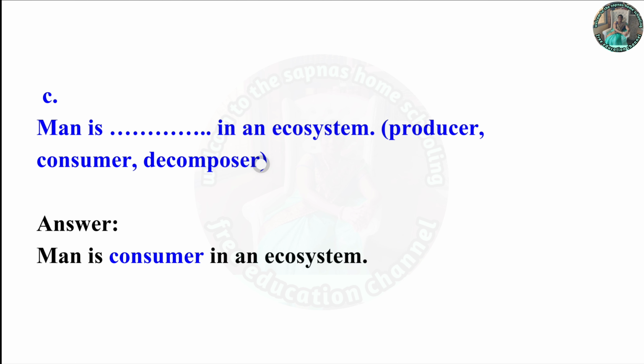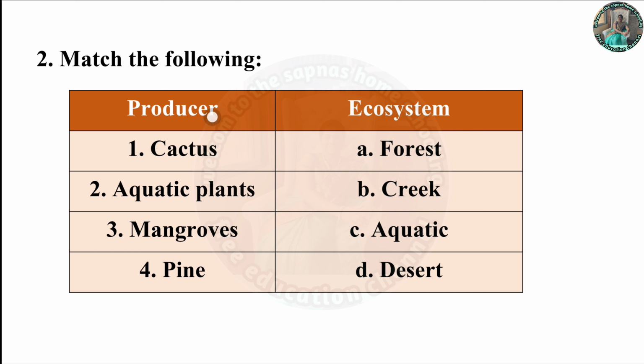Man is a consumer in an ecosystem. Now match the following. Okay, so cactus, it comes from desert. Aquatic plants are in the aquatic. Mangroves, creek, and pine is in forest.